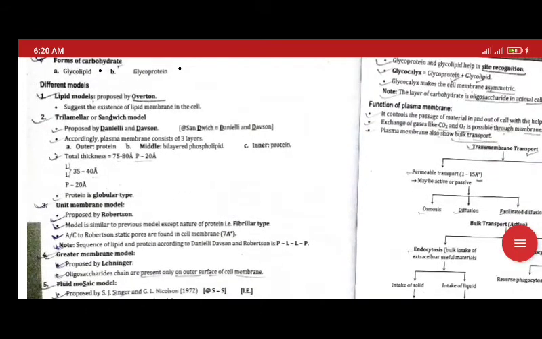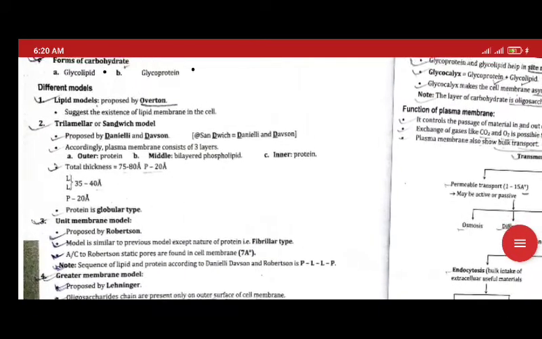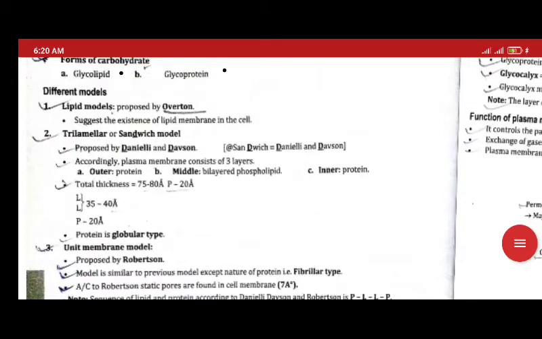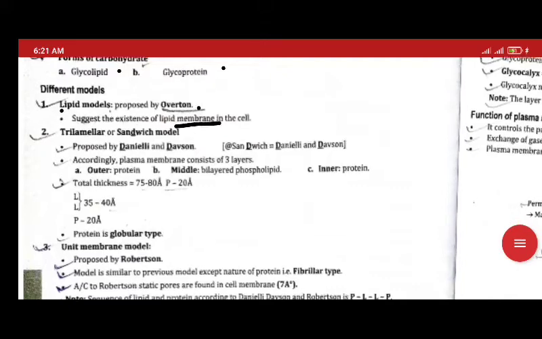So different models and theories were given for the plasmalemma, plasma membrane, or cell membrane. Generally it contains lipid and protein, more protein and less lipid, but actually in the middle lamella there will be more lipid. First is the lipid model, proposed by Overton, which suggests that the plasma membrane consists of only a lipid membrane, but no protein.